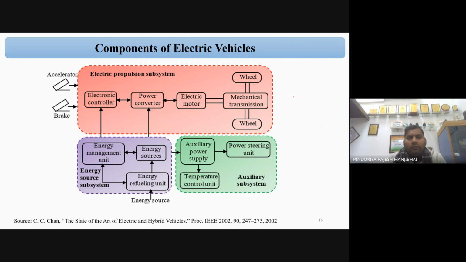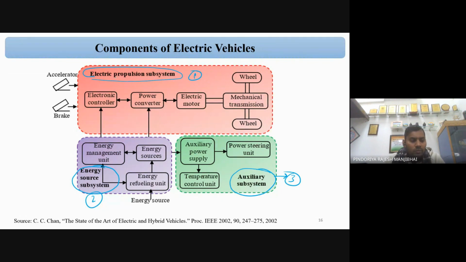Yes. First system, that is the electric propulsion subsystem. That is the first one. Energy source subsystem, that is the second one. And auxiliary subsystem, that is the third one. So we have three subsystems for the electrical system: the electric propulsion subsystem, the energy storage subsystem, and the auxiliary subsystem.